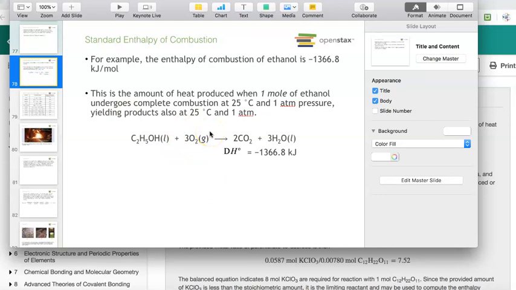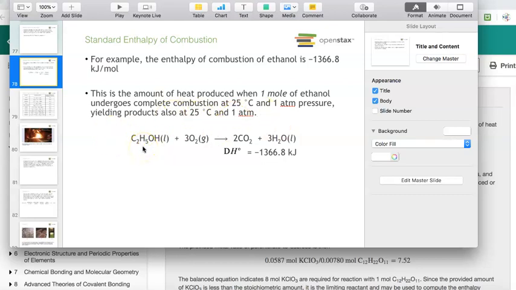So for example, the enthalpy of combustion of ethanol is negative 1,366.8 kilojoules per mole. This is the amount of heat produced when 1 mole of ethanol undergoes complete combustion at 25 degrees Celsius and 1 atmosphere of pressure, yielding products also at 25 degrees C and 1 atmosphere pressure. So again, standard state conditions is temperature of 25 degrees Celsius and 1 atmosphere of pressure, or 293.15 Kelvin. Okay, so same thing.